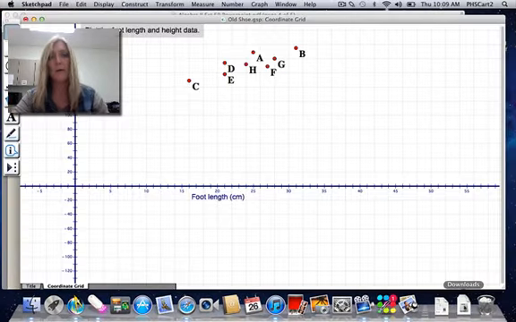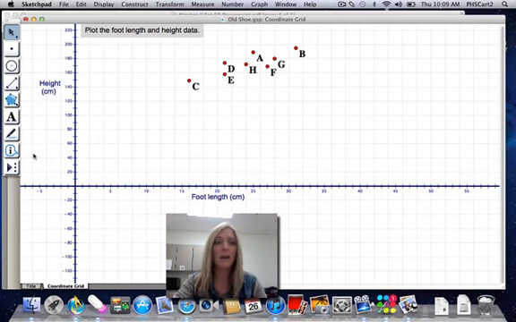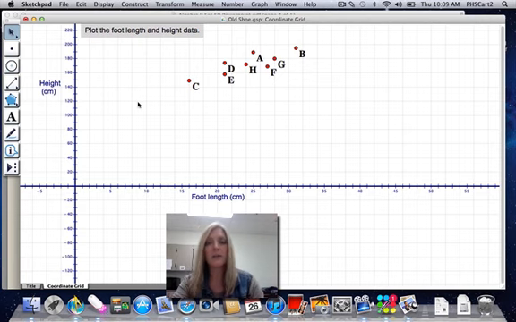And I have already plotted the points on this graph. And you can see down here at the bottom, this is the foot length, and over here is the height. And this data is data that was used for an archaeologist who found a shoe and wanted to maybe estimate the height of the person that shoe belonged to. So that's what this data is. So we have foot length and height.